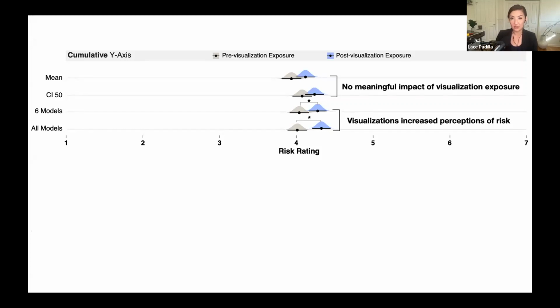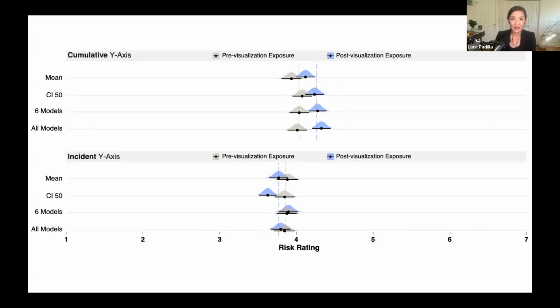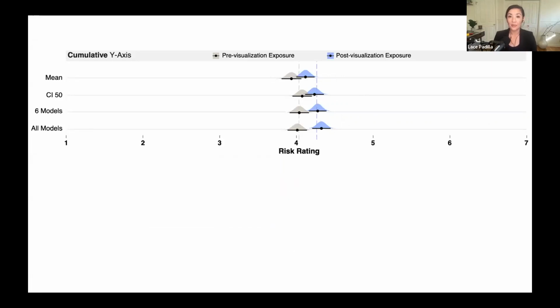Okay, we can compare this to the incident y-axis. And actually, let me step back. I drew in these dotted lines here, and what the dotted lines actually represent are all the visualizations that we tested for this group, not just the ones I'm showing you in this particular plot.